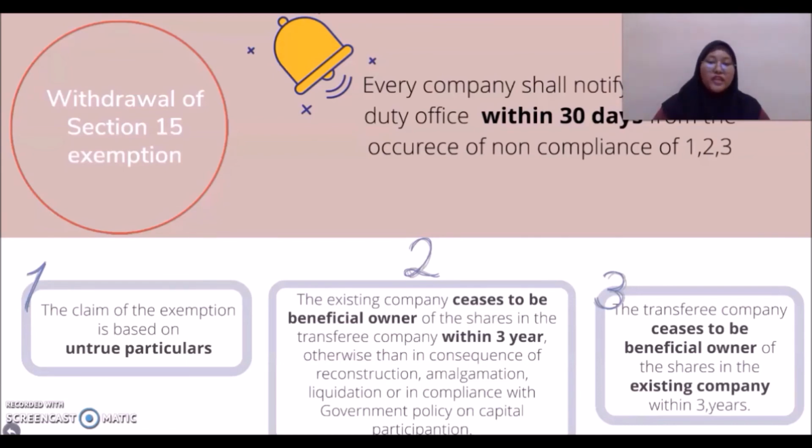And the last one is if the transferee company ceases to be the beneficial owner of the shares in the existing company within 3 years. Every company should notify the stamp duty office within 30 days from the occurrence of the non-compliance.